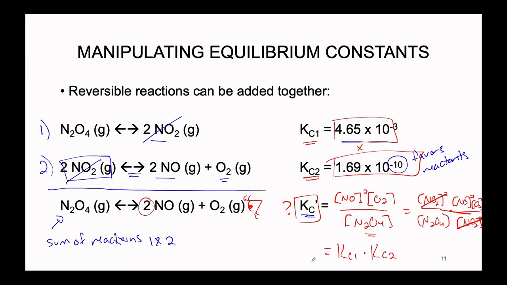Now what this value ends up being equal to, if we take 4.65 times 10 to the negative third and multiply it by 1.63 times 10 to the negative 10, what we are left with is a value that is 7.86 times 10 to the negative 13th.